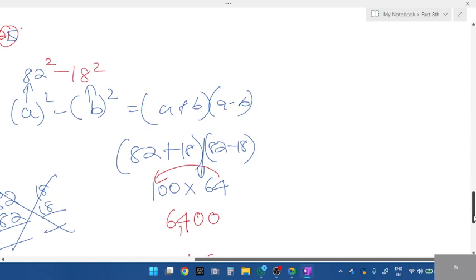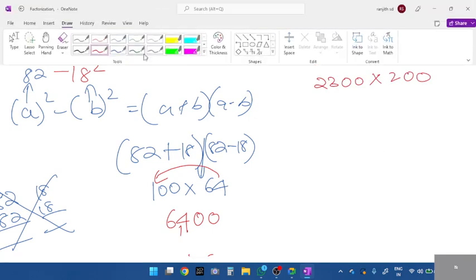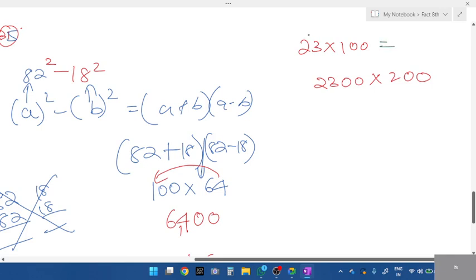Completed all of you? Understood how to solve? Look here, you'll have something like this, students. 2300 into 200. So don't waste your time solving the values. How do you solve this question? Multiply just the numbers. 23 into 1 is 23. How many zeros are there?